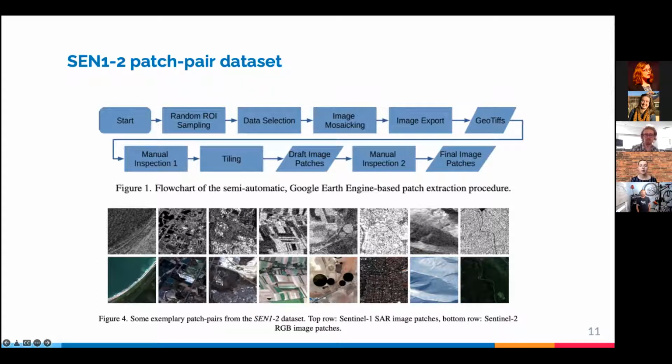So I largely followed the same steps as the flowchart on the top: randomly sampling ROIs, mosaicing the images, manually inspecting them, tiling them, another inspection, and then exporting as image patches. And I'll go into my steps more in detail. And at the bottom, there are some example patch pairs. We see that the top row is SAR and the bottom row is optical imagery. And those are pretty closely linked in time and exactly located in space.